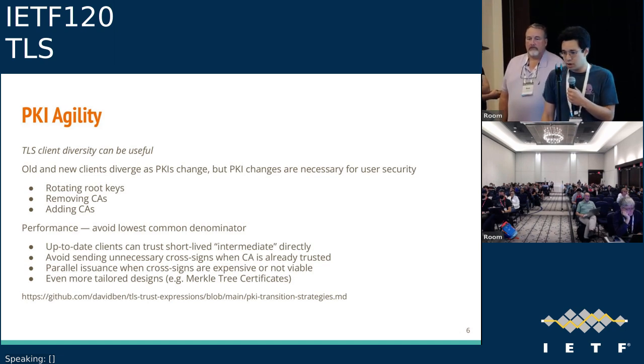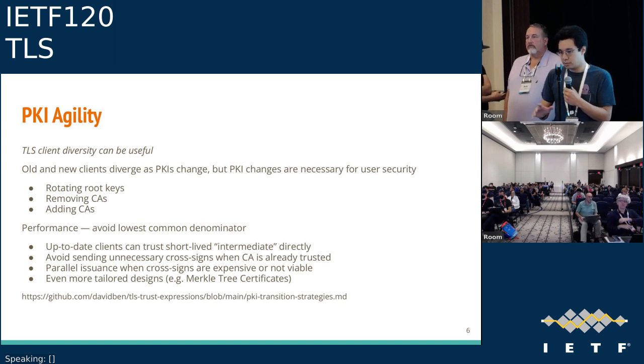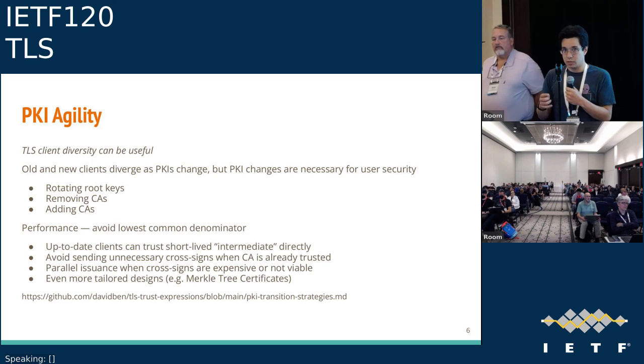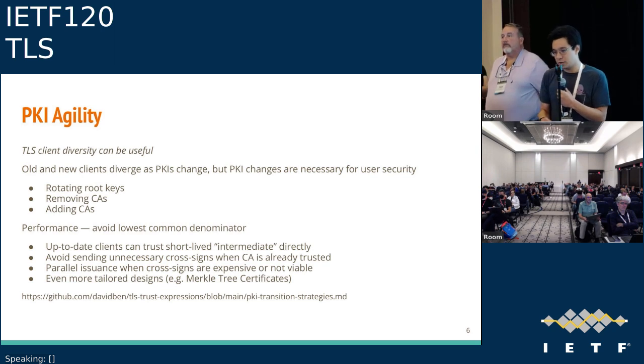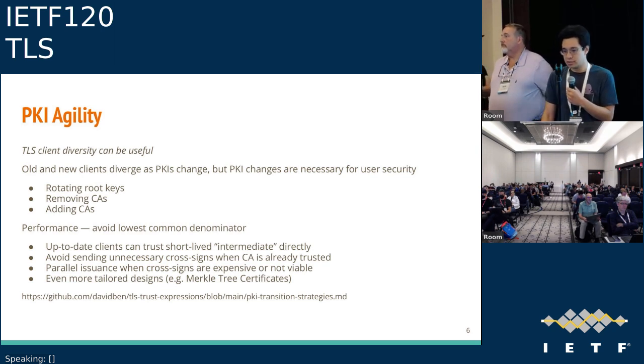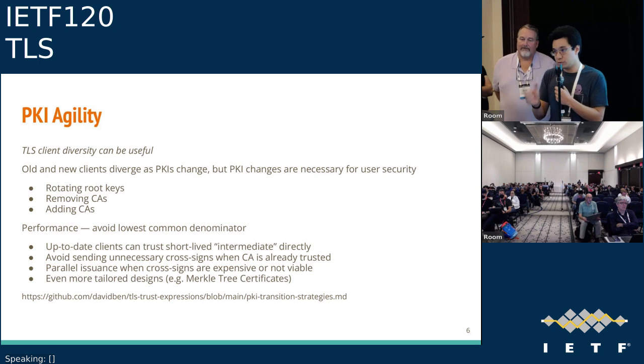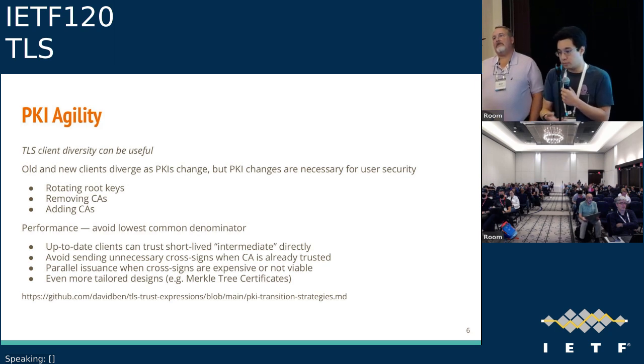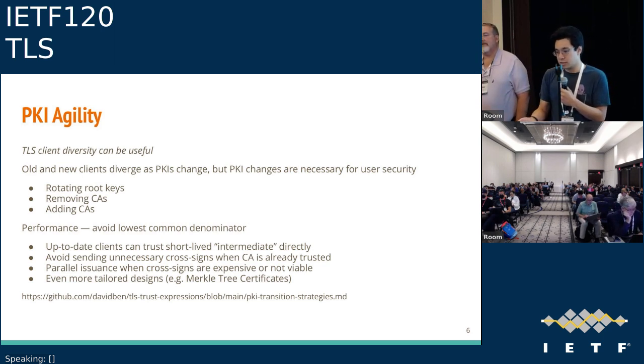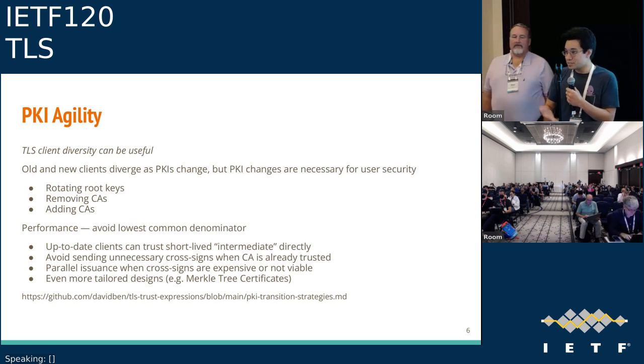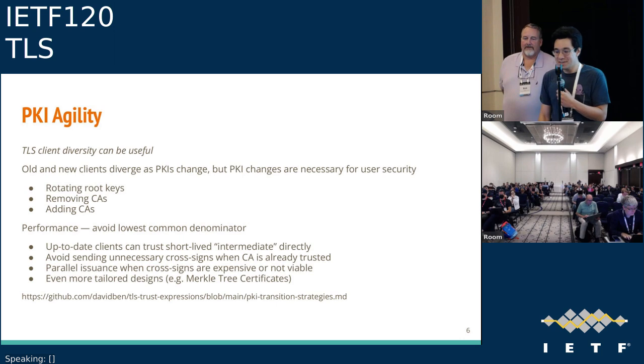And beyond transitions, there are also performance benefits to allowing a little bit of wiggle room here. Because if you force everything to use the same certificate, then that certificate has to target the lowest common denominator. You have to send all of the cross-signs you need and everything else. But if you are able to tailor the solution slightly, for example, to a newer client or to some other property, then you can have the up-to-date clients trust the short-lived, what used to be an intermediate certificate, directly. You might avoid unnecessary cross-signs when you know the CA is already trusted. You might do some parallel issuance strategies when the cross-signs are expensive due to non-technical reasons why CAs do not just willy-nilly cross-sign each other.